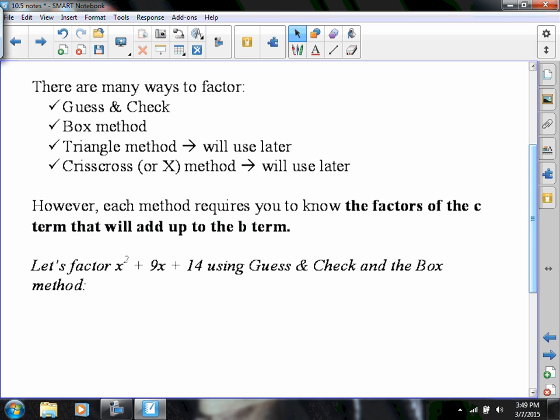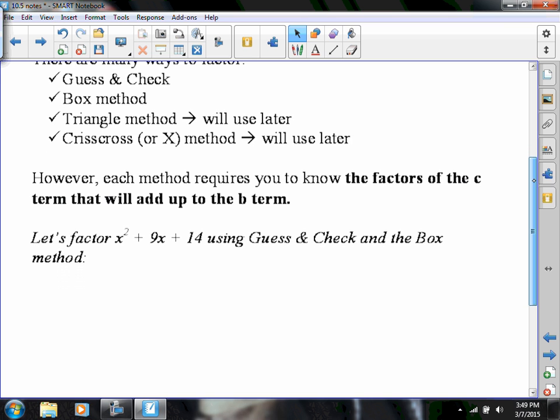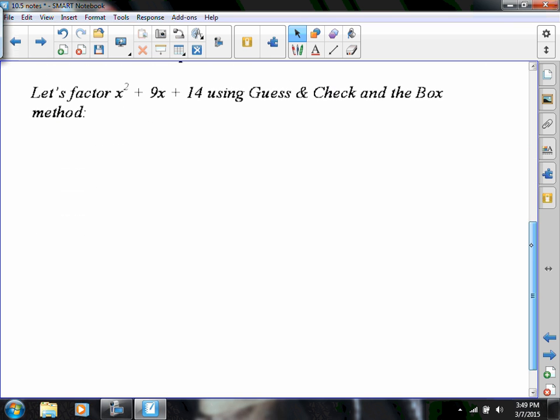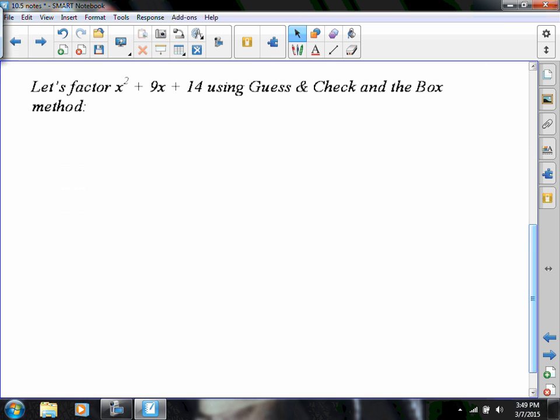Now, whatever method you use, you have to know the factors of that last term. So you have to know the factors of the C term that are going to add up to the B term. So we have to be really good at our multiplication facts here. So let's just try the guess and check method and the box method with this trinomial here. The x squared plus 9x plus 14.